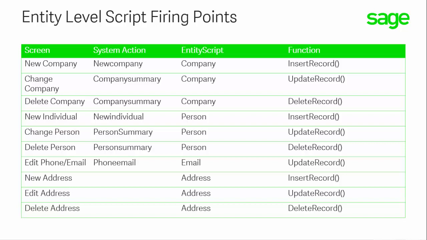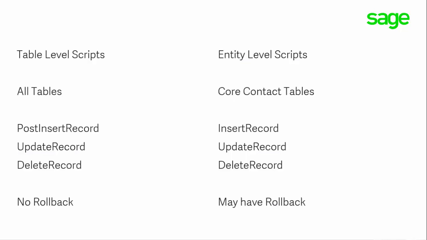They're only applicable to, first of all, 4 entities: company, person, email, and address. These are the core entities used for the definition of a contact. And the event functions that are actually used and available within a table level script and an entity level script differ as well. So let's look at the differences between these two.